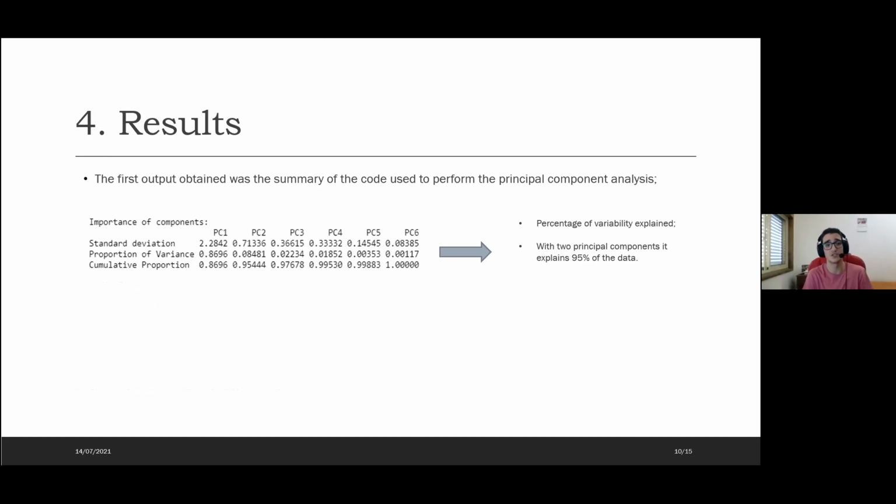After this, we start to see the first results. The first one we got was the summary of the code used to perform the principal component analysis. It is a table that shows the percentage of variability explained by each principal component and cumulatively. At first glance, we see that with only the first two principal components, about 95% of the variability is already explained. But even so, we got some more results to help us understand how many components we should retain.